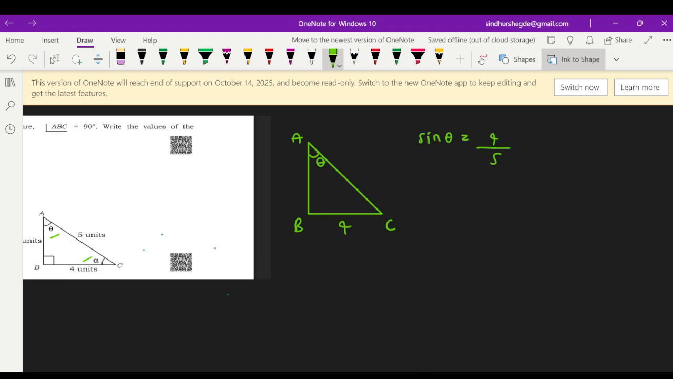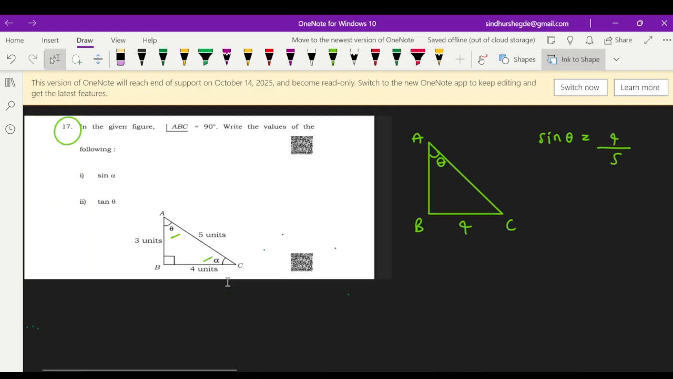So in this class, we are going to study some important 2 marks questions from trigonometric ratios and angles. This question was asked in March 2025, so it is the latest question. The question is related to finding sine alpha and tan theta.